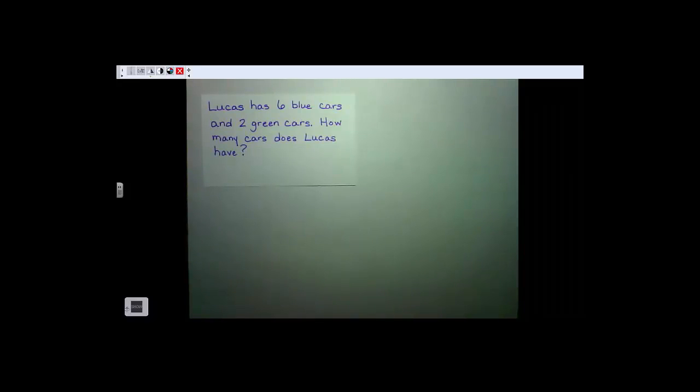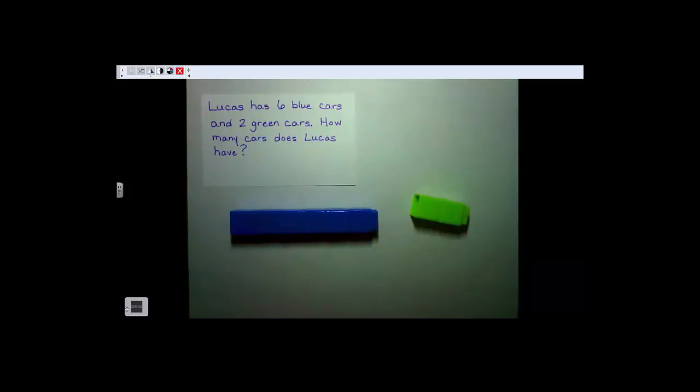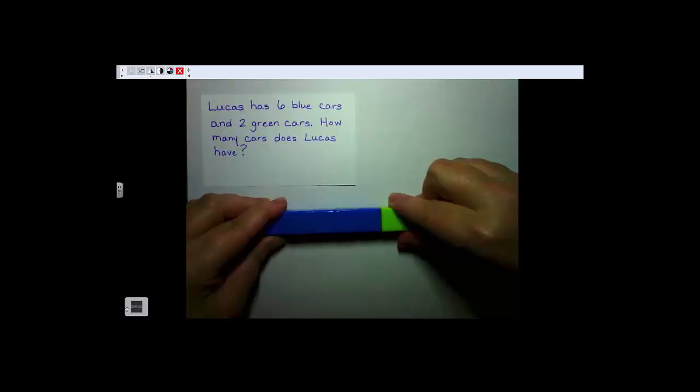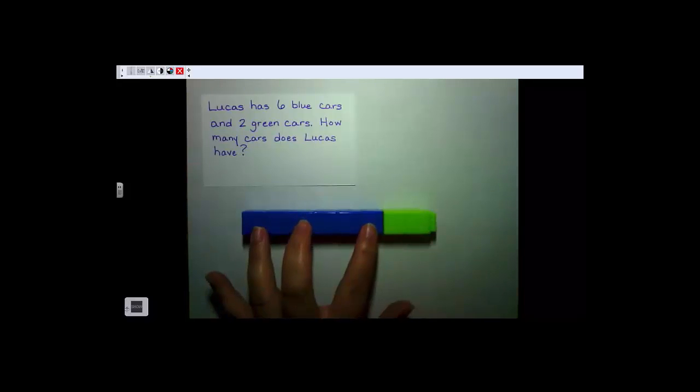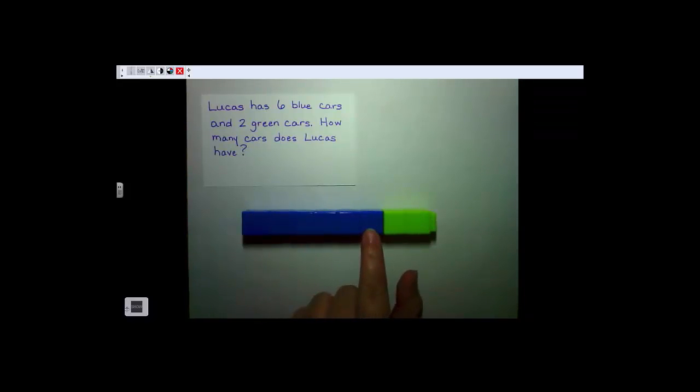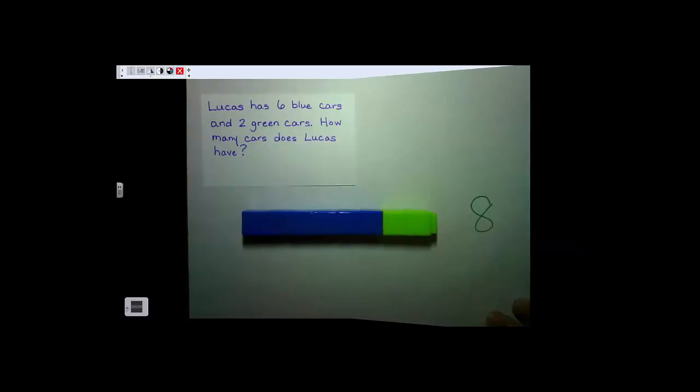Students could use linking cubes to show Lucas's cars. Here I have 6 cubes linked together to show the 6 blue cars, and I have 2 green cubes linked together to show the green cars. If we join those together, we have Lucas's cars. First graders might count all of those cubes, but they could also use a strategy called counting on. Knowing that Lucas has 6 blue cars, they could start at 6 and count on 2 more, 7, 8, to show that Lucas has 8 cars.